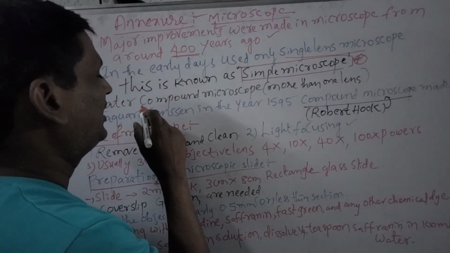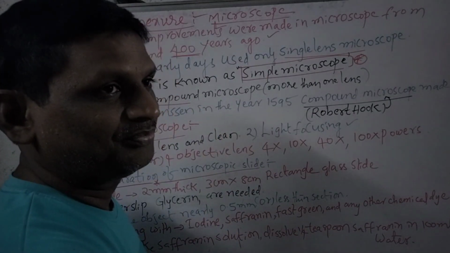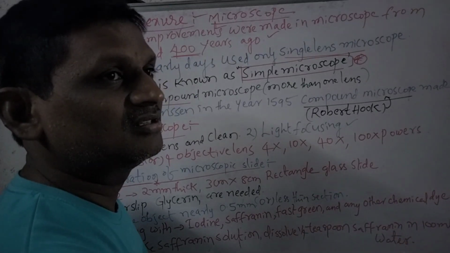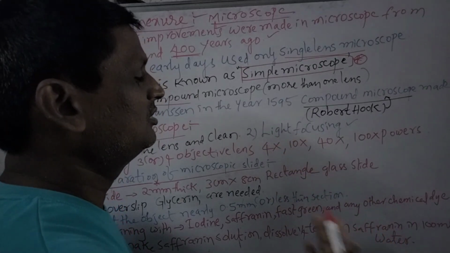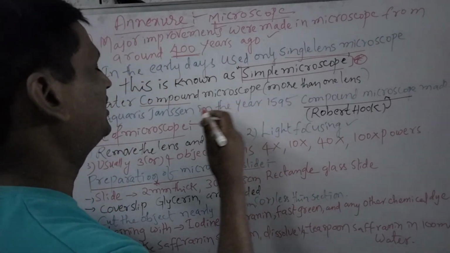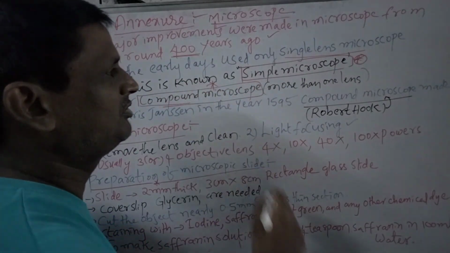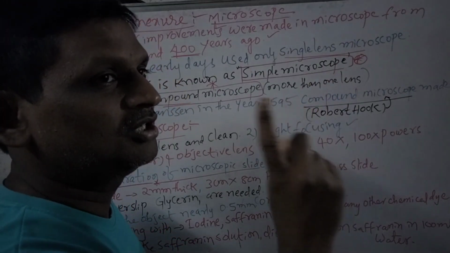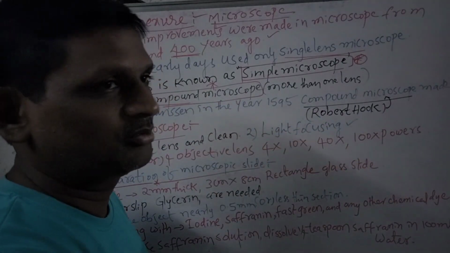Then next, later several lenses were made or prepared. More than one lens, 2, 3, 4, so several lenses were made and introduced into the world. If more than one lens is used in the microscope, that microscope is called a compound microscope. Very, very important. What is the difference between the simple microscope and the compound microscope? In the simple microscope there is only one lens, but in the compound microscope more than one lens is used. That is called a compound microscope.